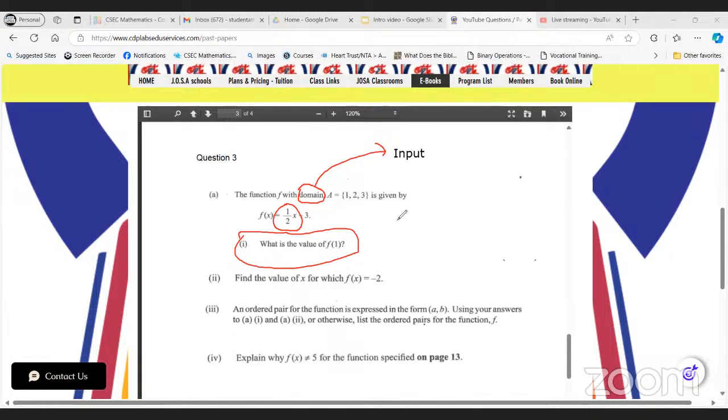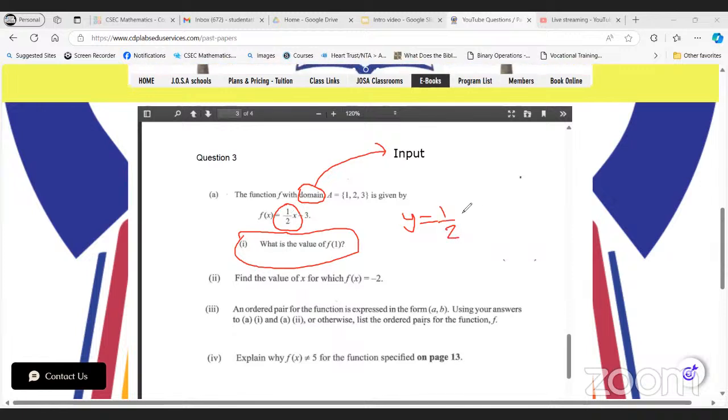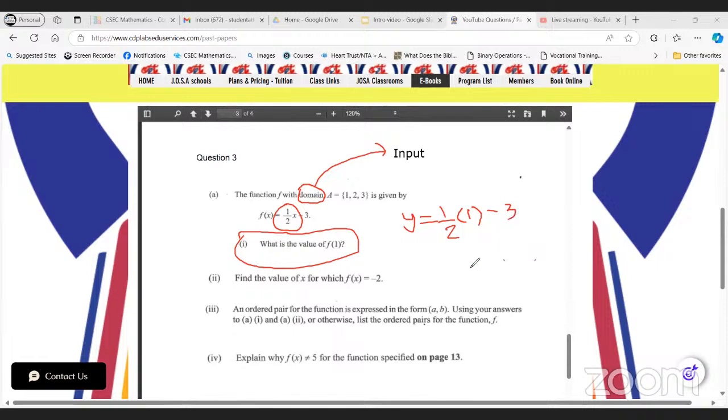So for example, the function is this. Now, f of x is the same thing as y, right? You can say y is equal to f of x. So where this x is going to be replaced with what? 1. Then minus 3. It's the first step. Now, half of 1 is what? Half of 1 is 1, right? Half of 1, sorry, is a half, not 1. My mistake. Half of 1 is a half.